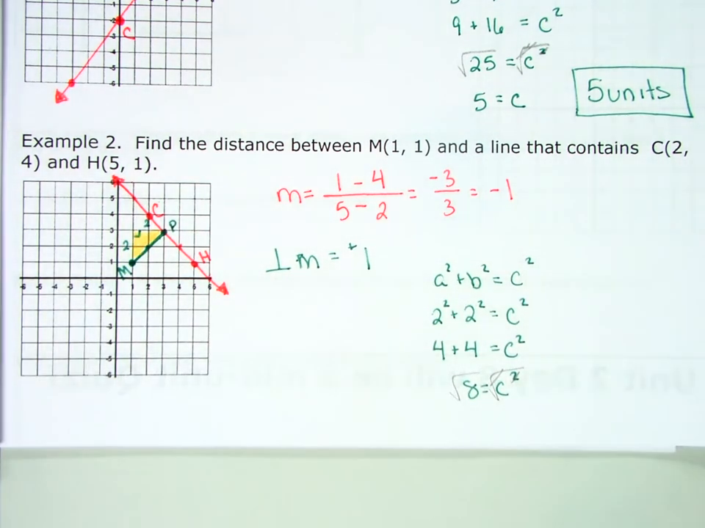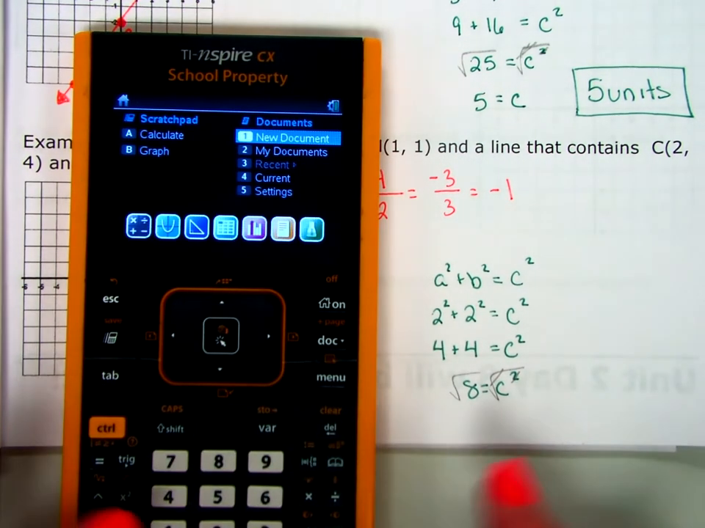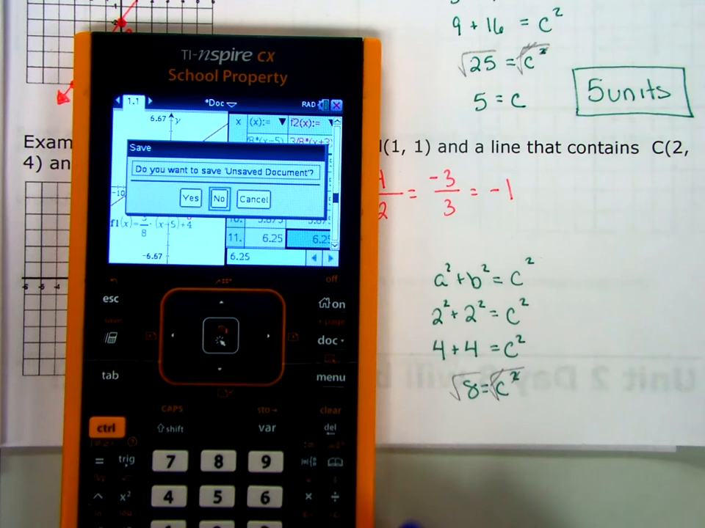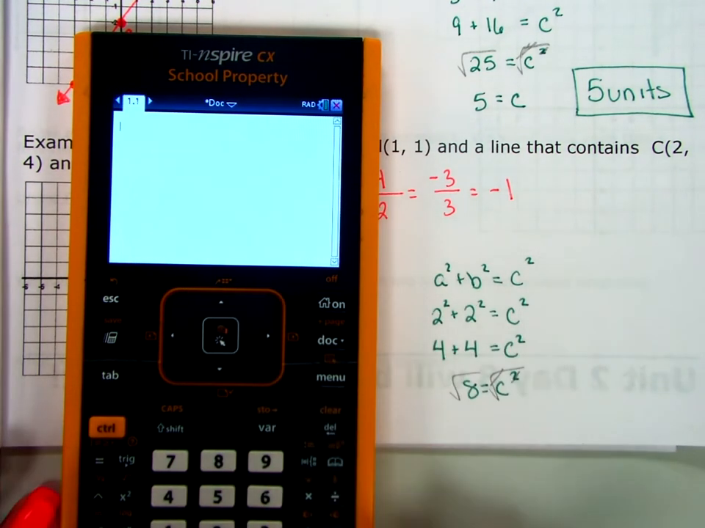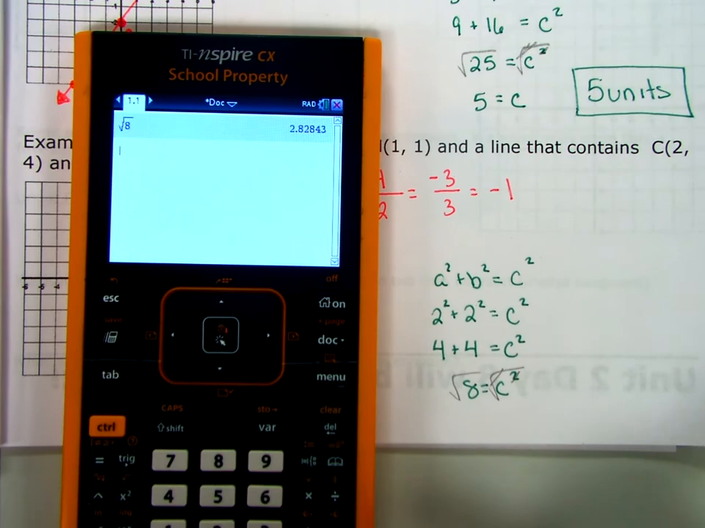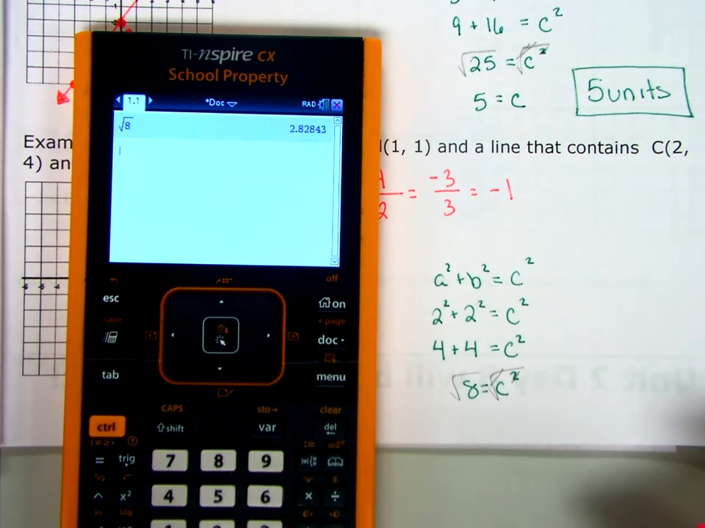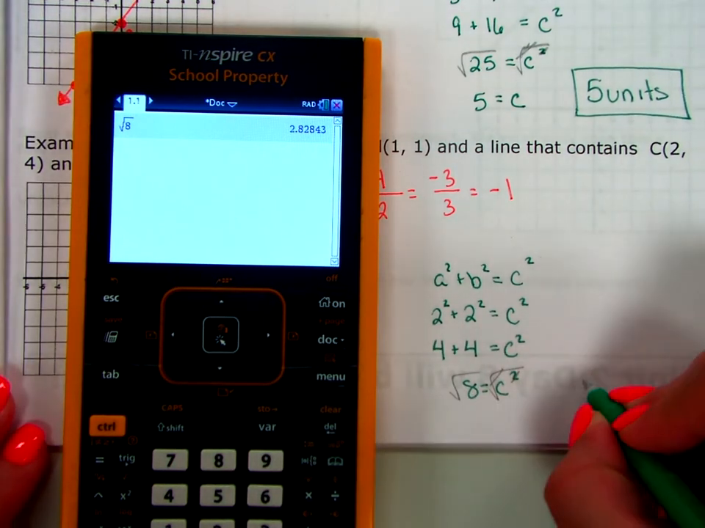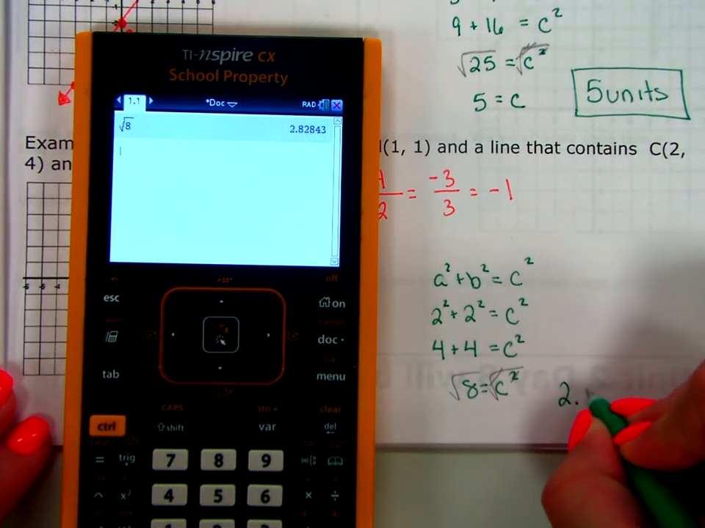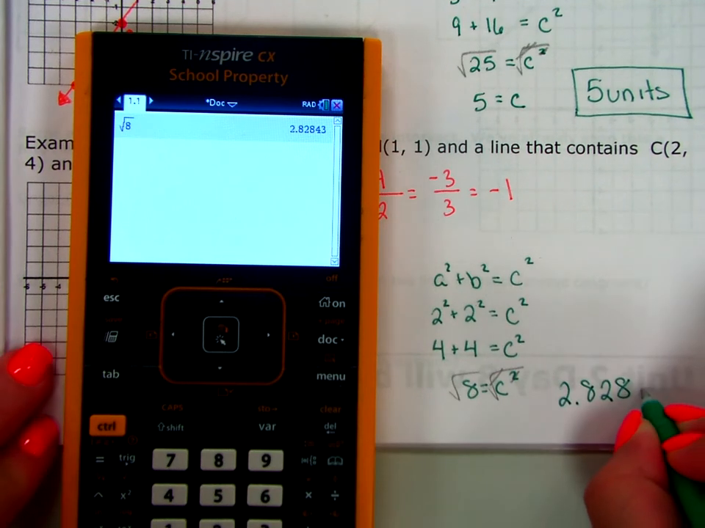So if I do the square root of 8, let me grab a calculator. A new document. Don't save whatever's going on there. And a graph. Nope, I don't need a graph. I need a calculator. The square root of 8. How many places do you think I'm going to say we should round to? 3. Perfect. So the distance is going to be 2.828 units.